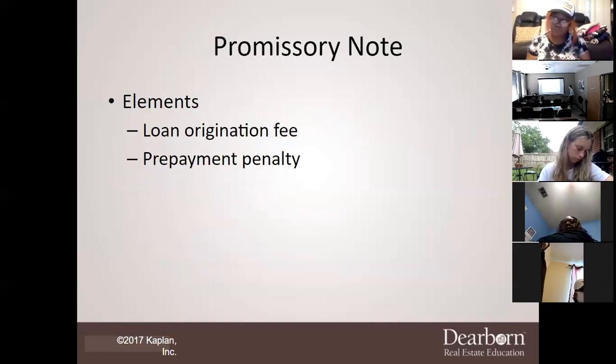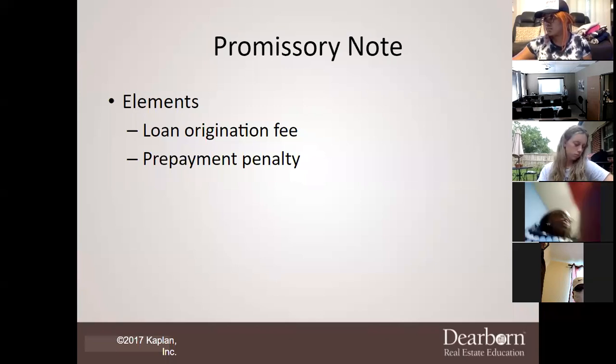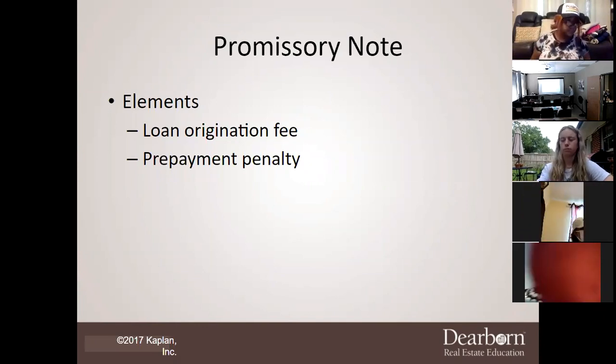Some more elements, there's going to be a loan origination fee. Sometimes there's a fee that you'll have to pay just for them to even write up a loan. It could go up to a couple thousand, couldn't it? It's only 1% of the total purchase price. So if you're buying a $200,000 house, it's $2,000. So sometimes you will see a loan origination fee.